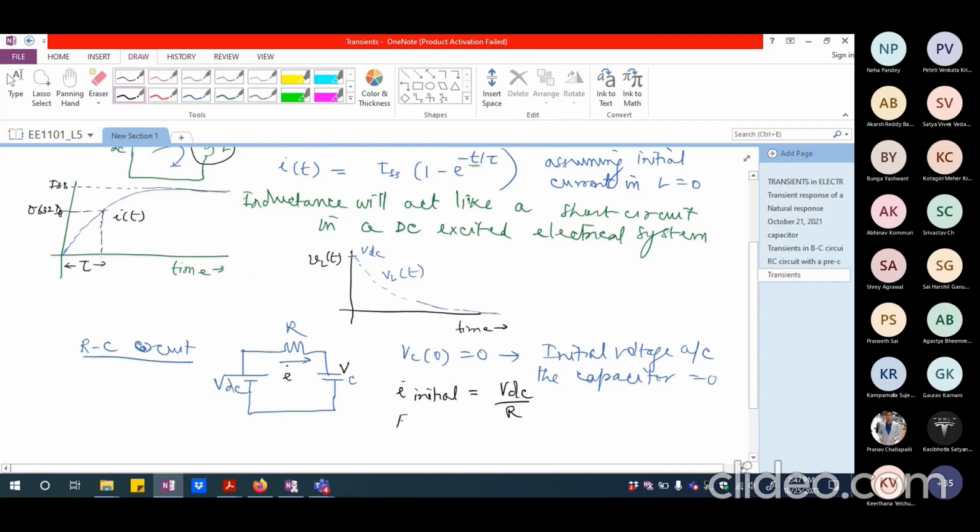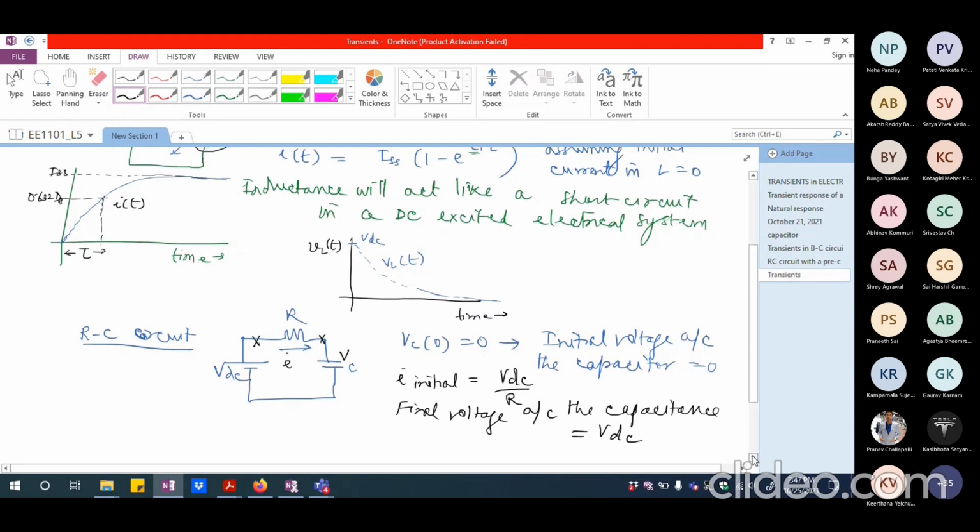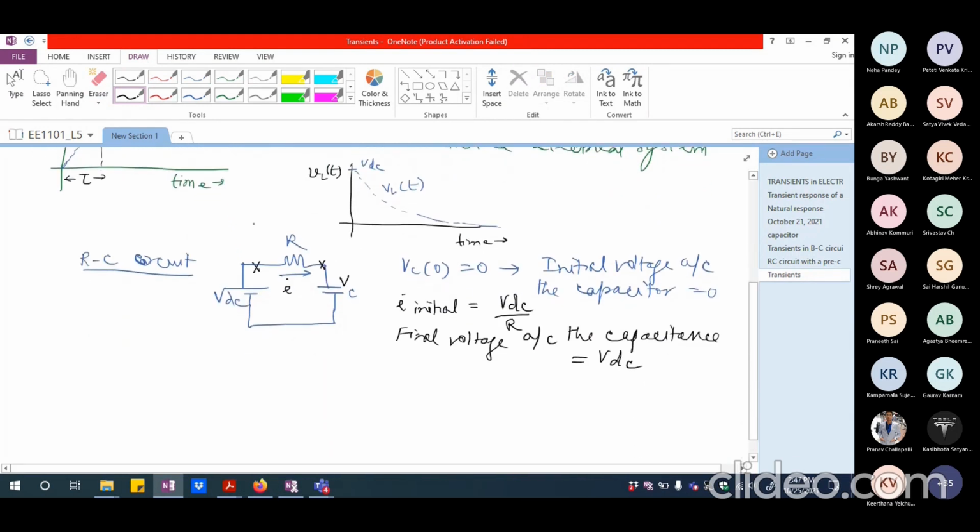And the final voltage across the capacitance is going to be VDC itself, because the moment it charges to full voltage, there is no potential difference between this point and this point. So the current will automatically become 0. So if I try to plot what kind of current I'm going to have.